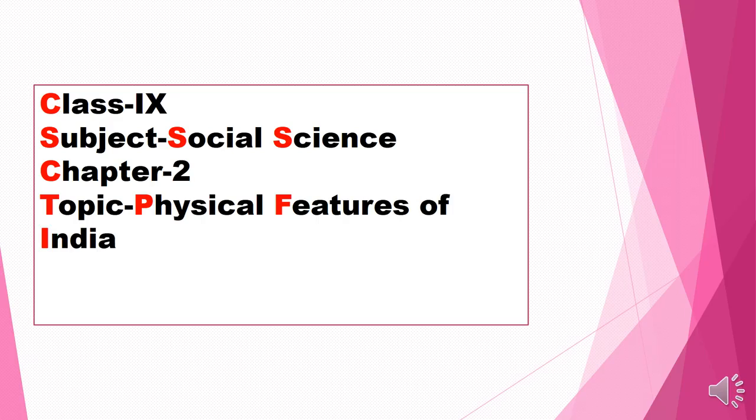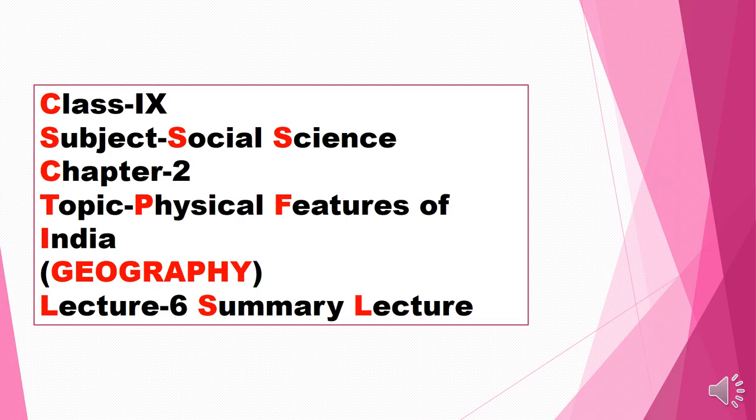This is the class 9 subject social science, and today we are going to discuss chapter number 2. Topic name is physical features of India. This is the lecture 6 summary lecture, and today in this lecture we will recapitulate all important landforms of India. So students, let's start.